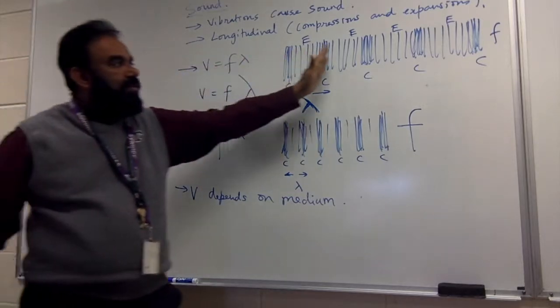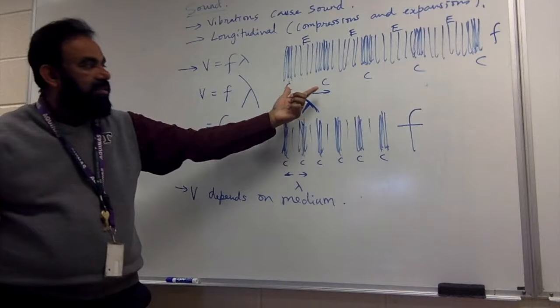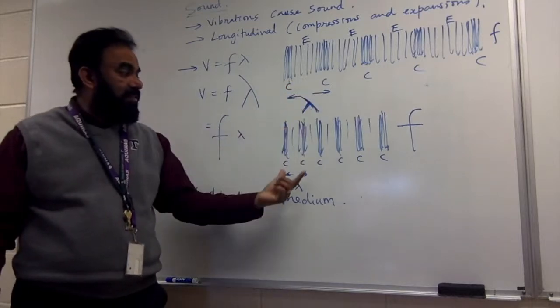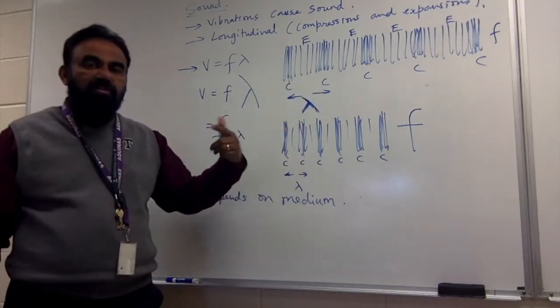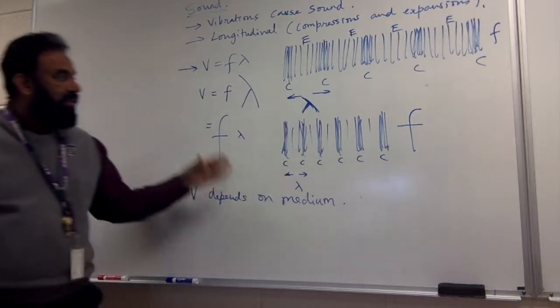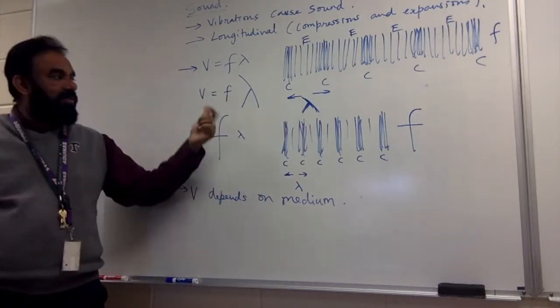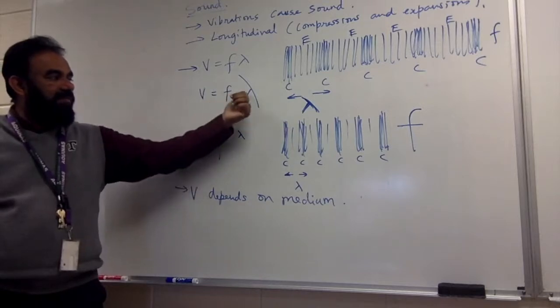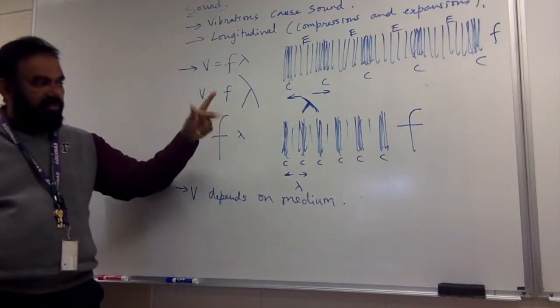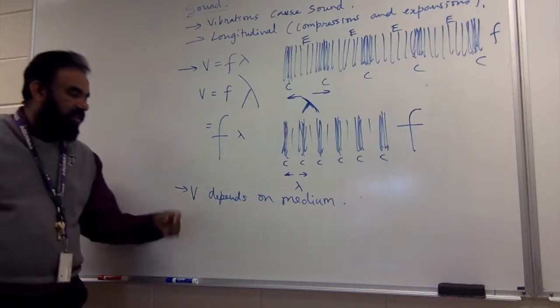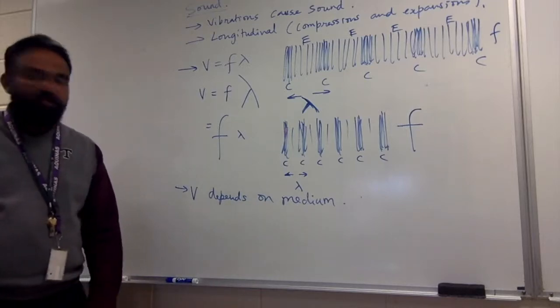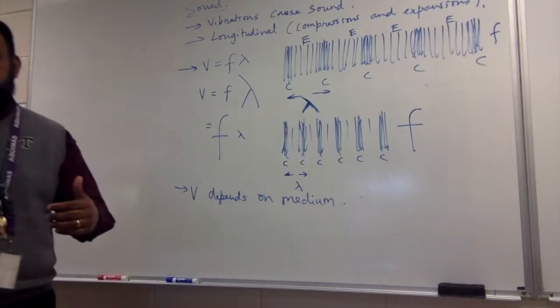So longitudinal waves are made up of compressions and expansions. The distance between two compressions is called a wavelength. And the number of waves generated per second is called frequency. The connection between frequency and wavelength is inverse proportion. When the frequency goes up, the wavelength goes down, and vice versa. And then you saw the speed depends on the medium. The velocity of sound depends purely on the medium.